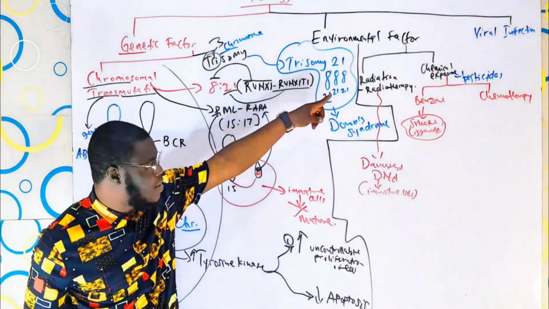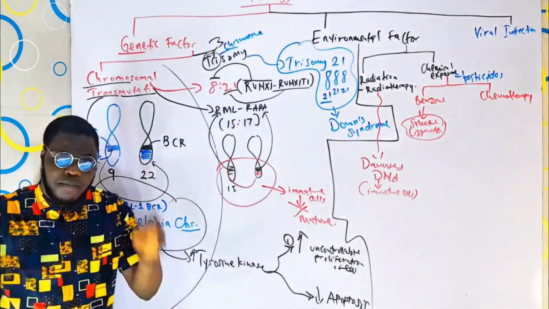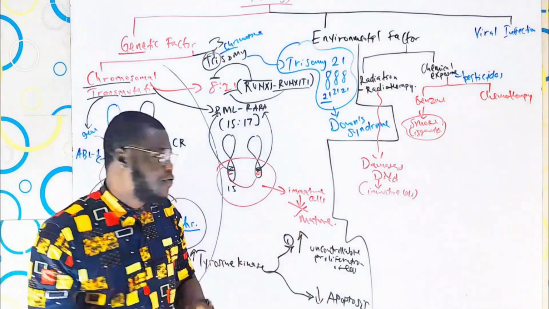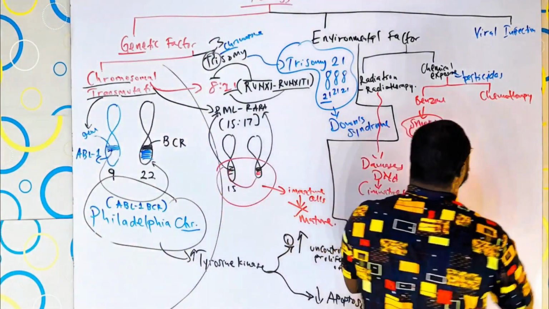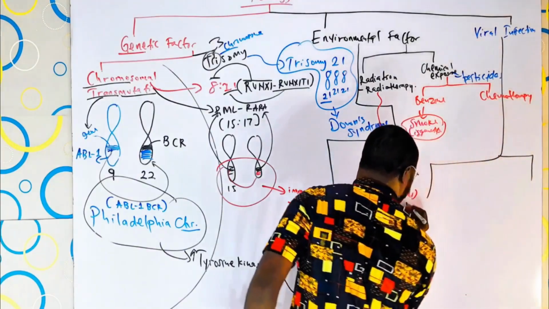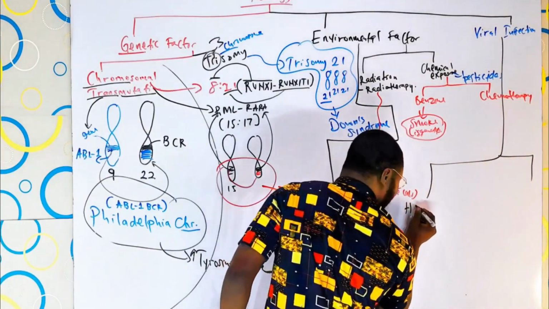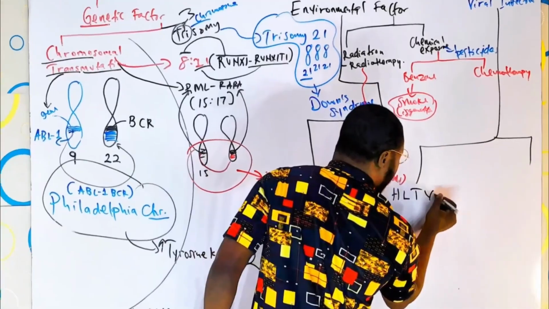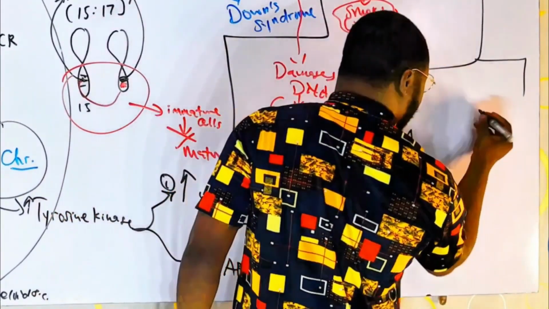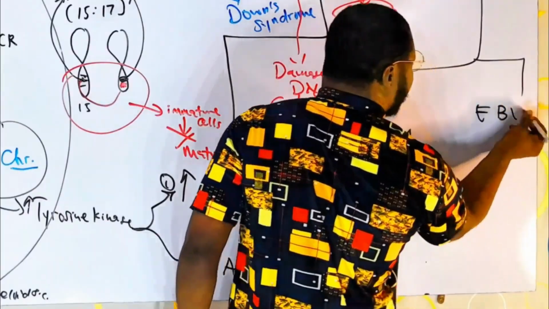Now to the last category, which is viral infection. Mainly two viruses have been identified, although there might be more, to be able to cause leukemia. The first one is called the HTLV1 virus. And then the second one is called the EBV virus.